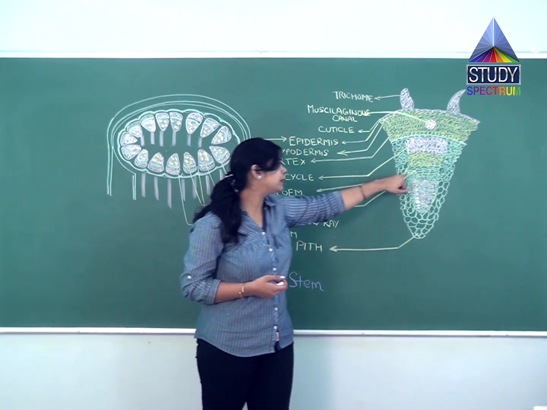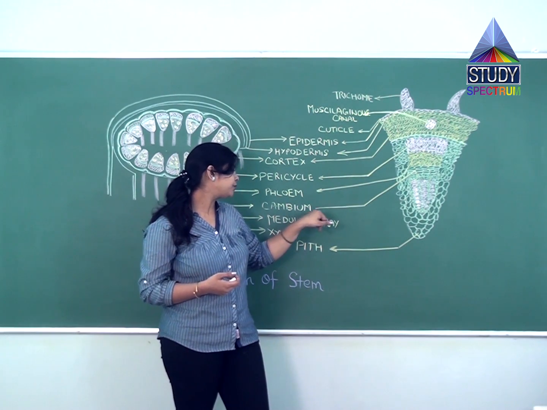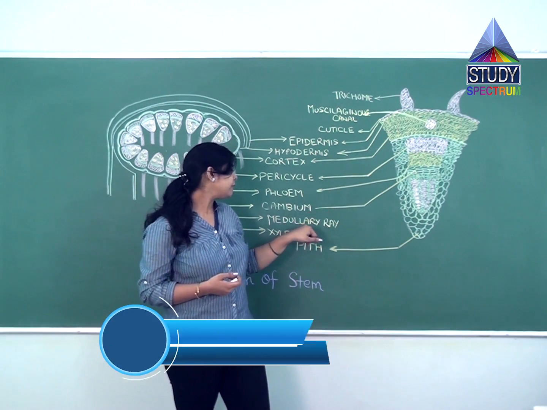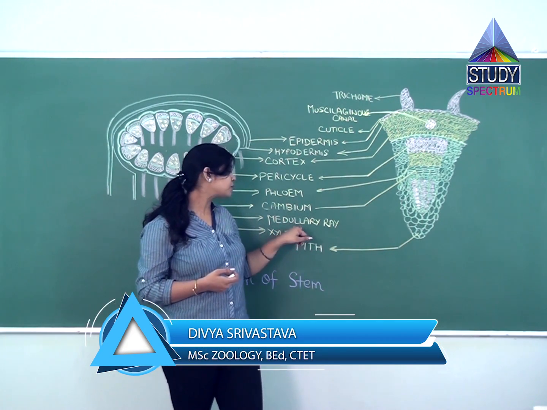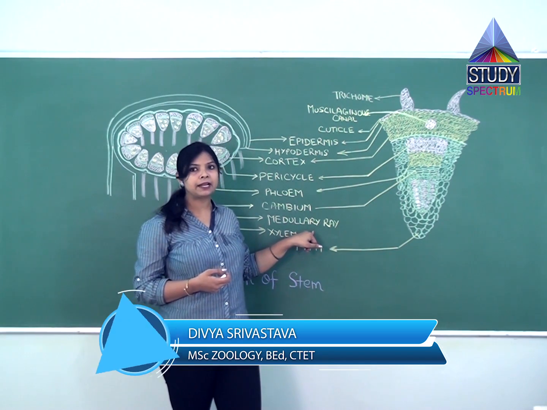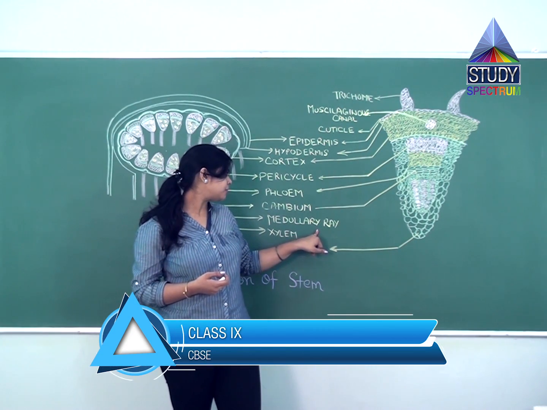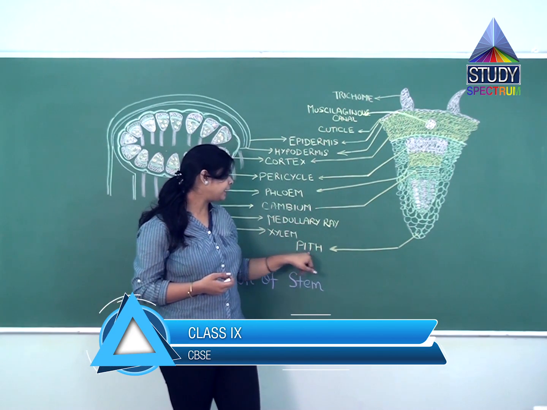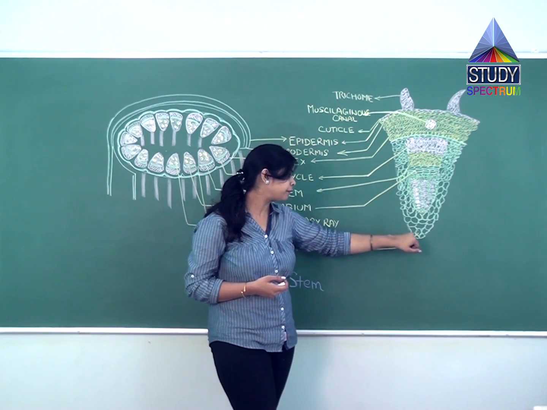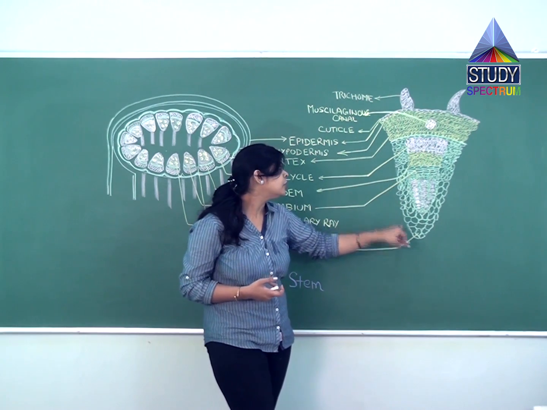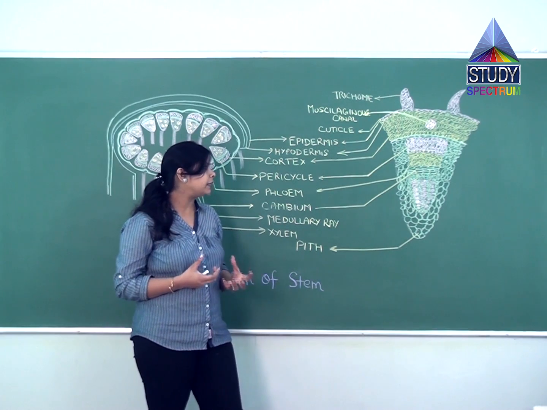You can also observe the cambium. What is cambium? It is responsible for the secondary growth of the plant. The medullary ray is present near the pith, and it helps to transport substances between the xylem and phloem, from the inner part of the plant to the outer part. Then the pith is a canal-like structure which helps in communication between the cells. These are a few tissues and cells you can observe under the microscope.